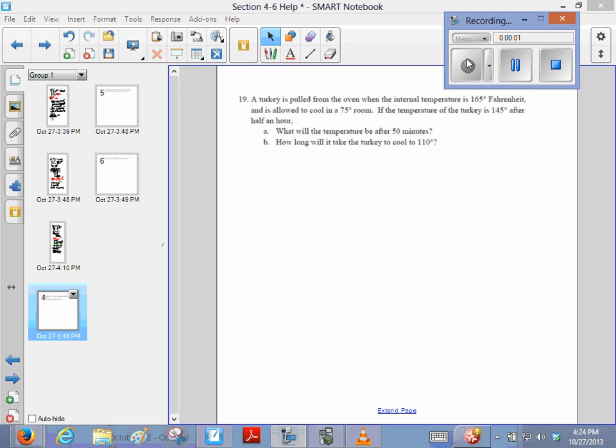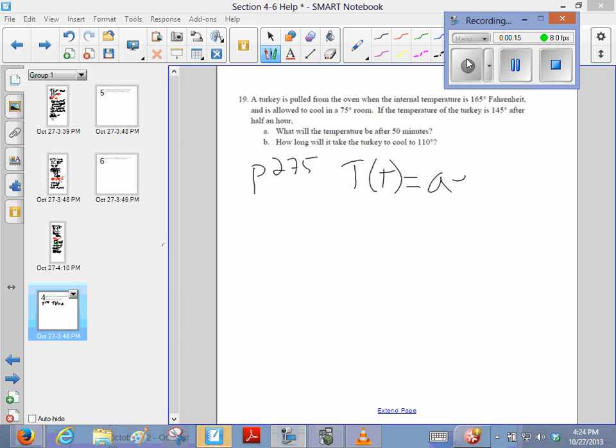The Newton's law of cooling problem. If we take a look at the book on page 275, we're given that formula for Newton's law of cooling. The temperature based on time is dependent on some initial temperature, e raised to some constant times time, plus the temperature of the surrounding environment.